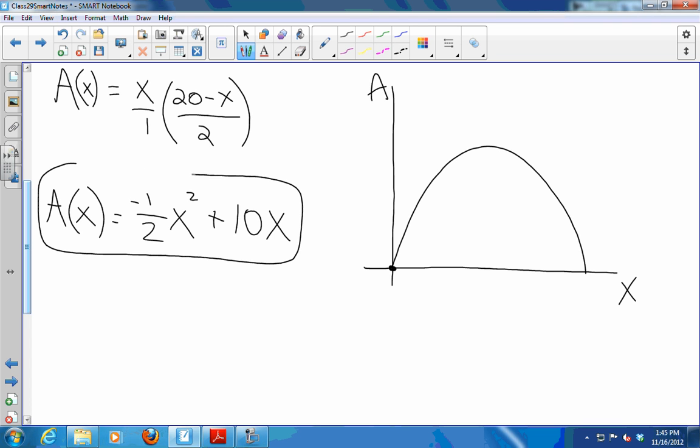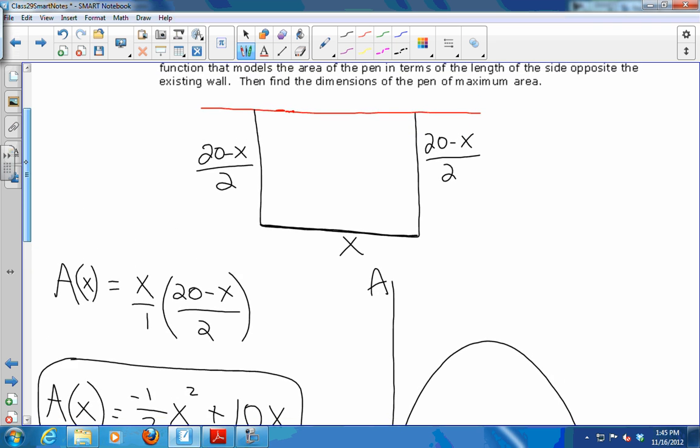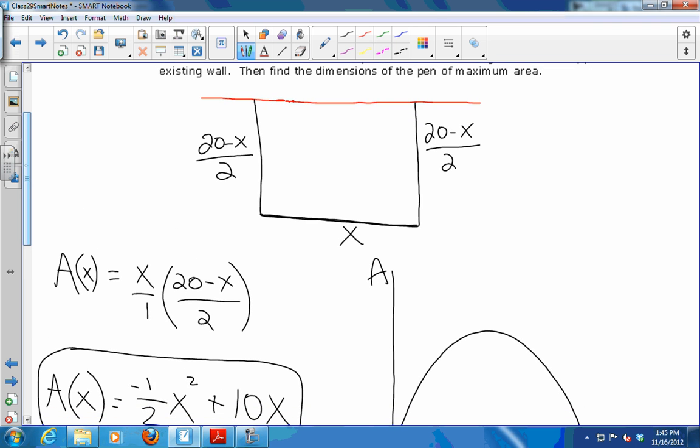So I did the first part of the question. The first part of the question was to come up with a model of area as a function of x. Let's read the second part of the question. Find the dimensions of the pen that has maximum area. The dimensions of the pen. So they're asking me for this length and this length. Those are the dimensions of the pen. So what length should I build those so that the pen is the largest? So that there's the most area inside.